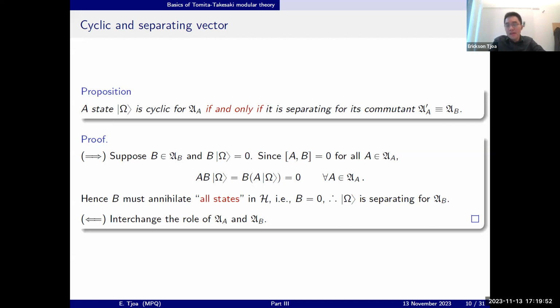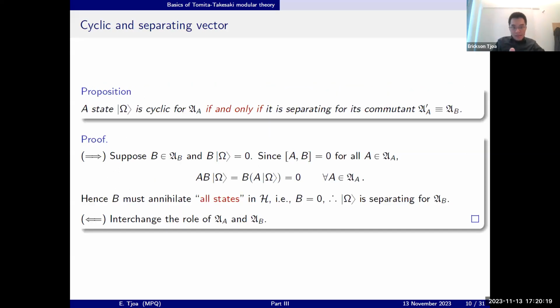But the only operator that can annihilate every single state in your Hilbert space is the zero operator. Okay, it's a very elementary trick. Of course, I put a quotation mark on "all states" because if H is infinite dimensional, you just need to make sure that B annihilates a dense subset of H, and then you are done. And then for the other direction, you just swap B and A.